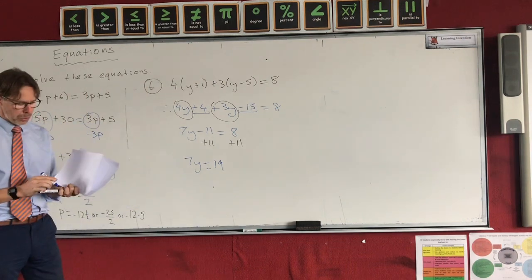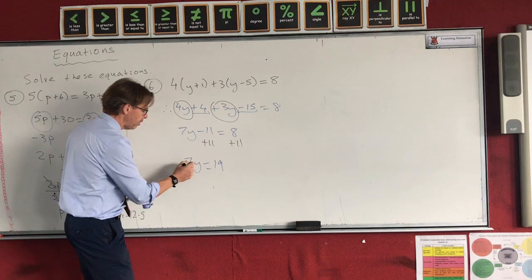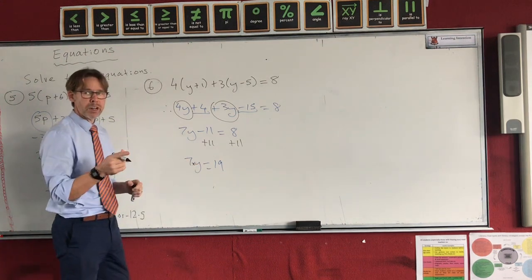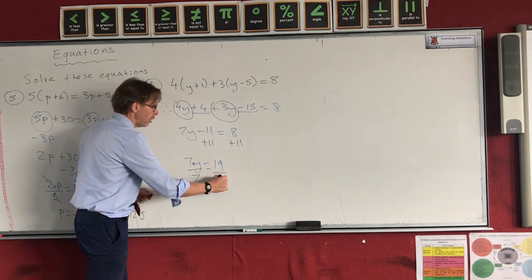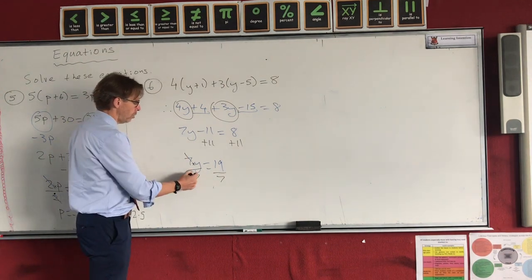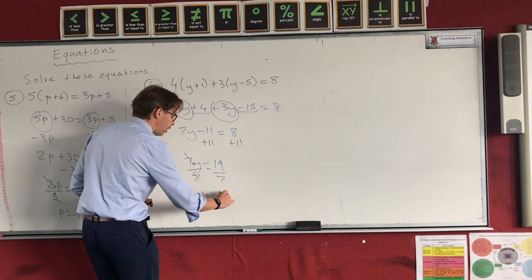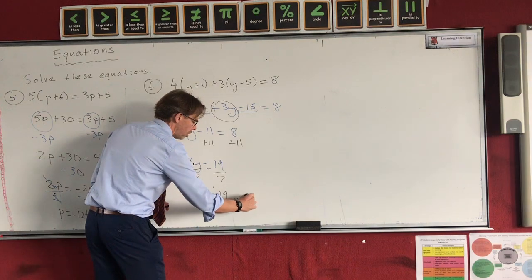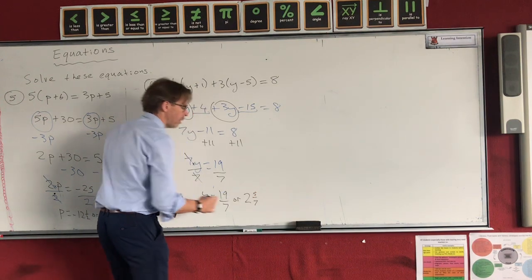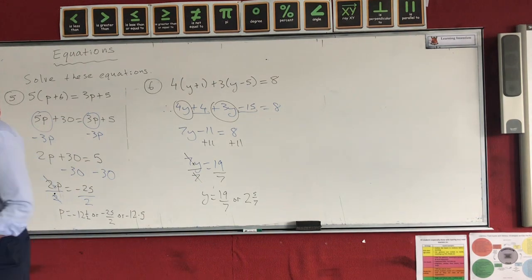And then last of all, don't forget this is a times 7, so you're not going to subtract 7, you're going to do the opposite to times 7. You will divide by 7, alright? Cancel, cancel. So that means y is equal to 19 over 7, or if you want to write it as a mixed numeral, 2 and 5/7. Alright, don't write it as a decimal, write it as a fraction.